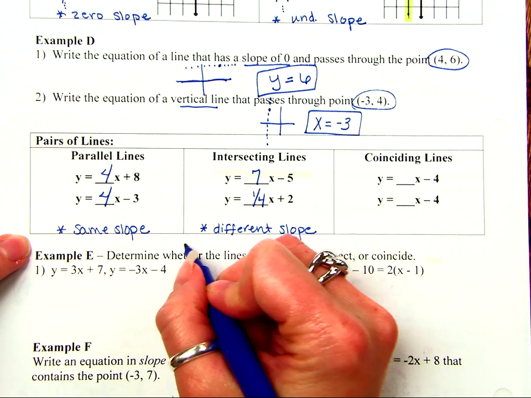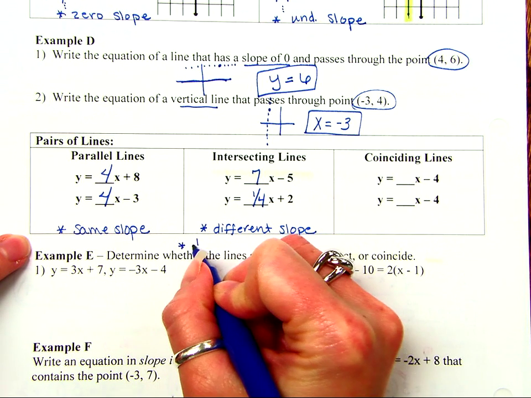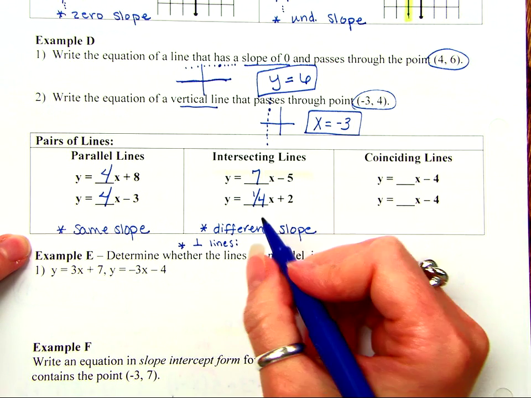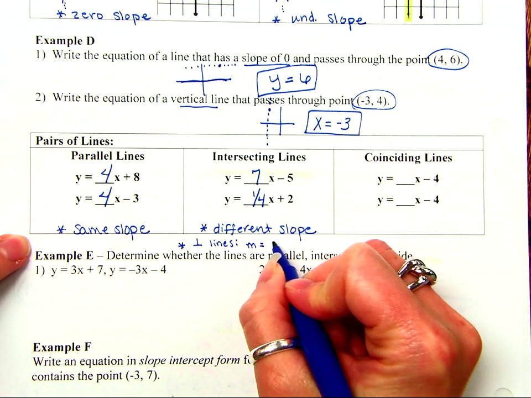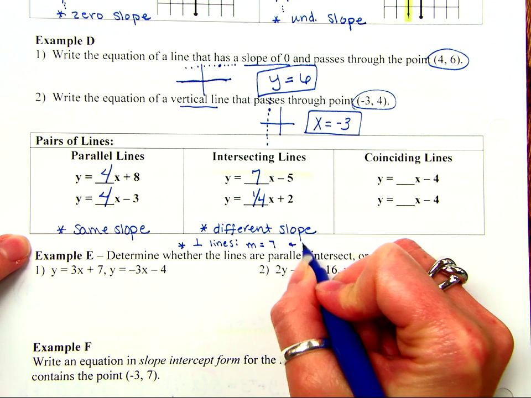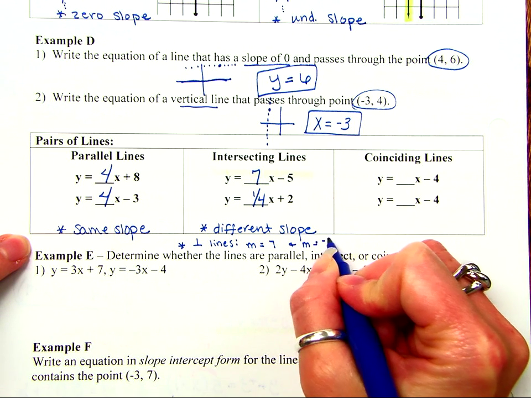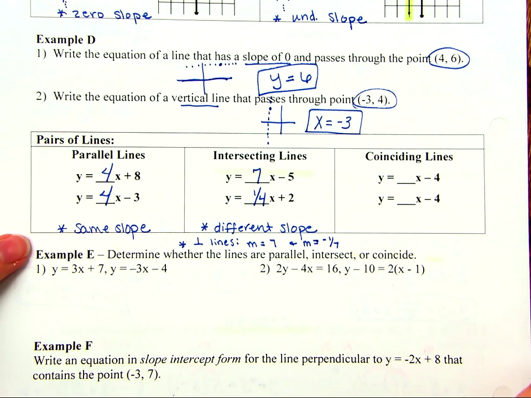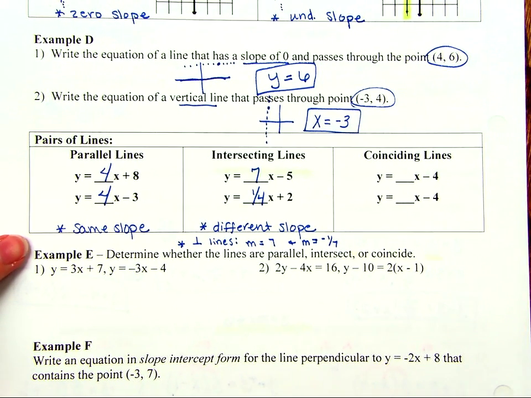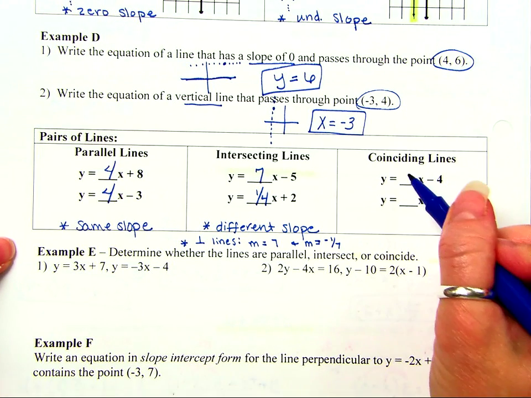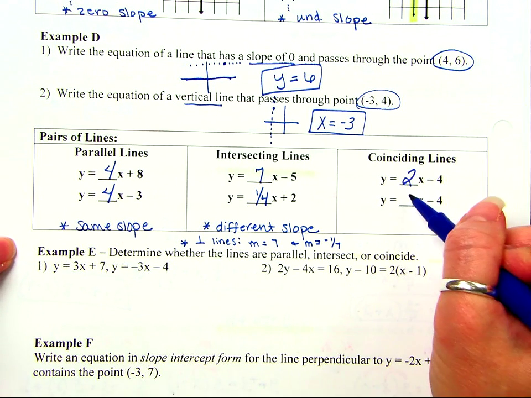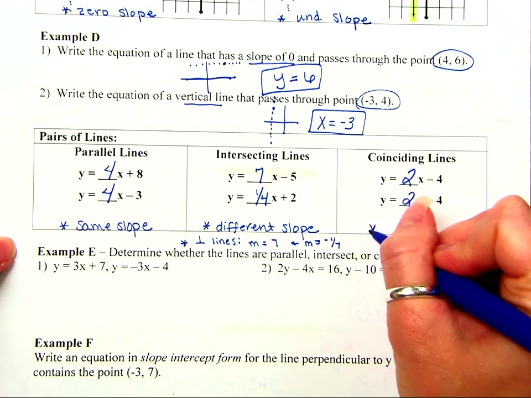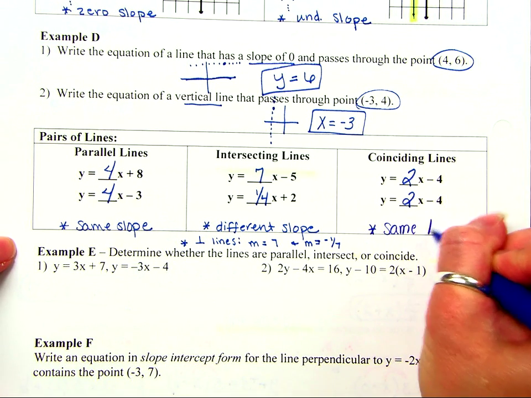These have different slopes. They will eventually intersect. Now you may want to make a note that in lesson 5 we talked about perpendicular lines and the fact that their slopes are opposite reciprocals. So if one slope was a slope of 7, the other one would have to be negative 1/7, the opposite reciprocal. Coinciding lines may look something like y equals 2x minus 4 and y equals 2x minus 4. What does that mean? Coinciding lines are actually the same line.